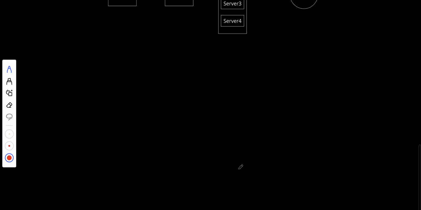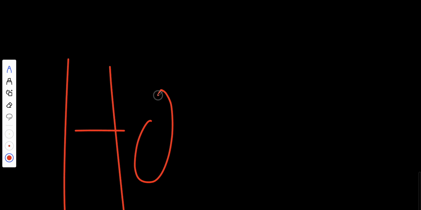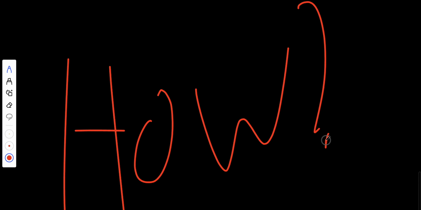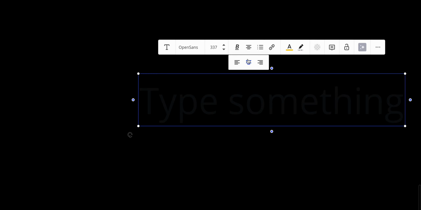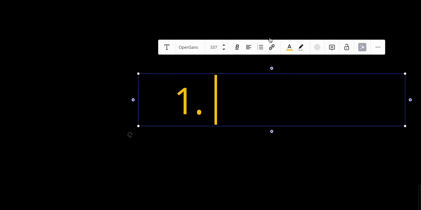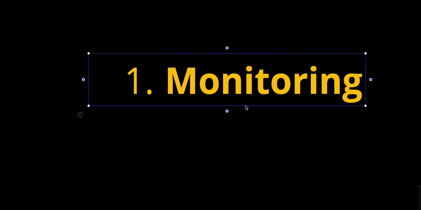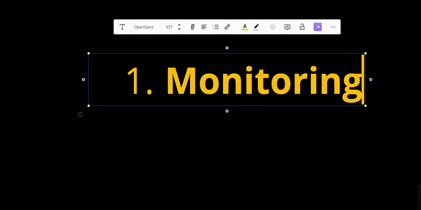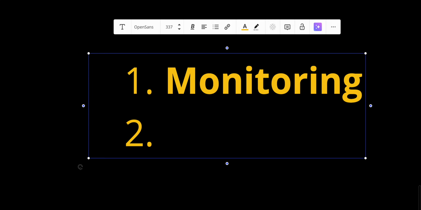Okay, let's try to answer the other question, which is how does it work? It works in four steps. We can think about them. The first one will be monitoring. The system constantly monitors the primary server or resources for any signs of failure. The second thing is failure detection.